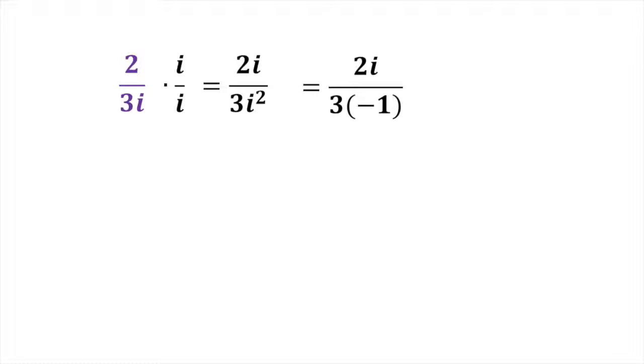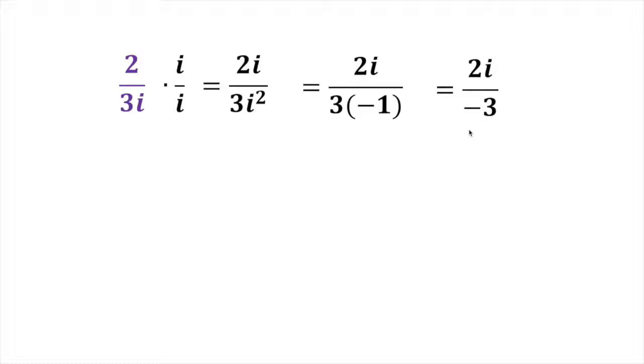I'm going to show you two different ways. If I multiply the top, 2 times i gives me 2i. 3i times i gives me 3i squared. Well, I know that i squared is negative 1. So now I multiply negative 1 times 3, and I end up with negative 3. So I've got 2i over negative 3. You'll see it written a couple different ways. We could have had negative 2i over positive 3. That's equivalent, okay? That's the same thing.